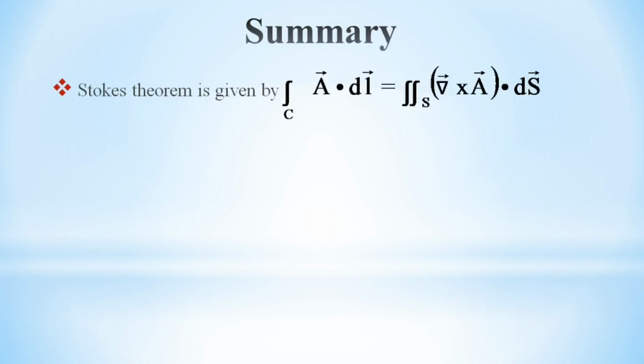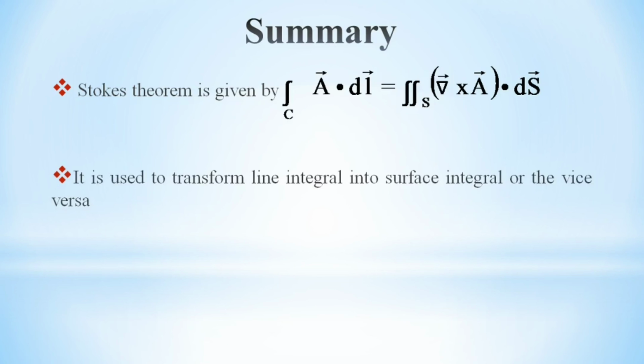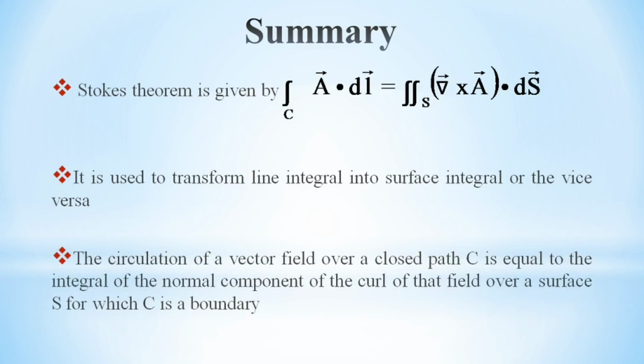Let us summarize what we have learnt in this class. Stokes' theorem is given by the line integral of A dot dl is equal to the surface integral over S of del cross A dot dS. It is used to transform line integral into surface integral or vice versa, that is, surface integral into line integral. The circulation of a vector field over a closed path C is equal to the integral of the normal component of the curl of that field over a surface S for which C is a boundary.